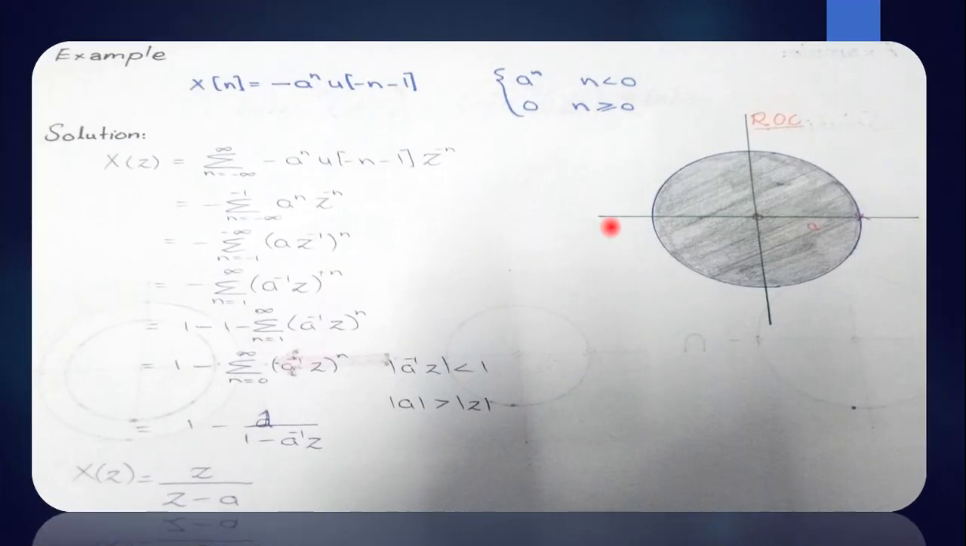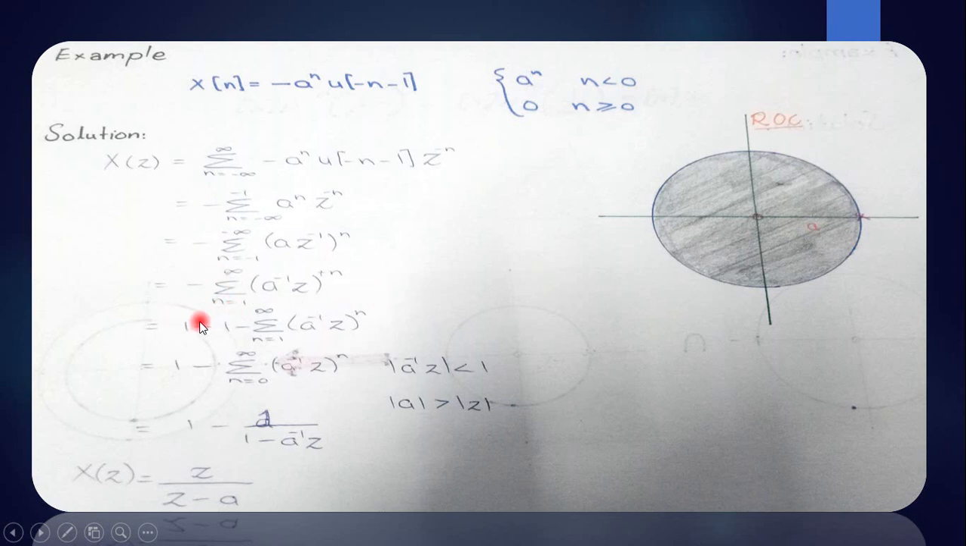So let us take another example. This is slightly different from the previous one. In this example the signal is minus a power n u of minus n minus 1, and it is defined as its value is a power n when n is less than 0, and it is 0 when n is greater than or equal to 0. Applying the Z transform formula, we will get this one.